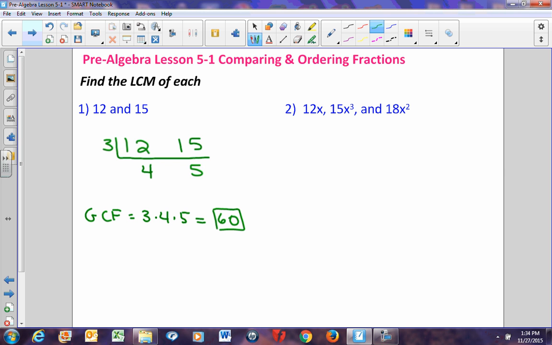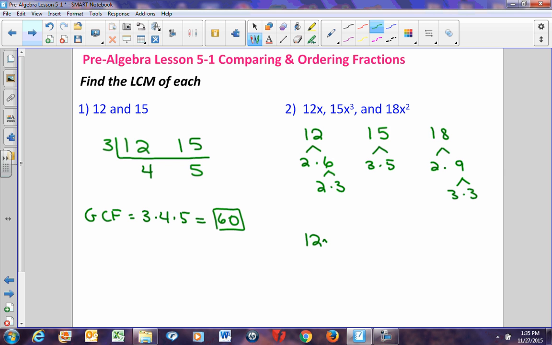And if I do 12x, 15x to the third, and 18x squared, like I said, this is really hard to do with upside down division because we have 3 numbers. So I'll use prime factorization for this one. For 12, I have 2 times 6, and 6 is 2 times 3. I'm going to leave the variables alone for a second. 15 is 3 times 5, and 18 is 2 times 9, and 9 is 3 times 3.